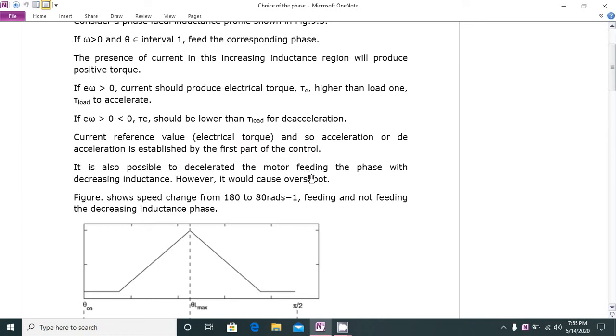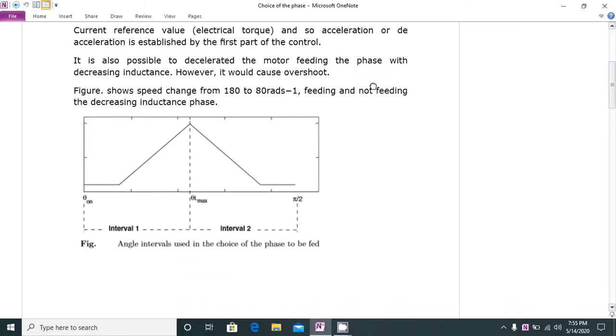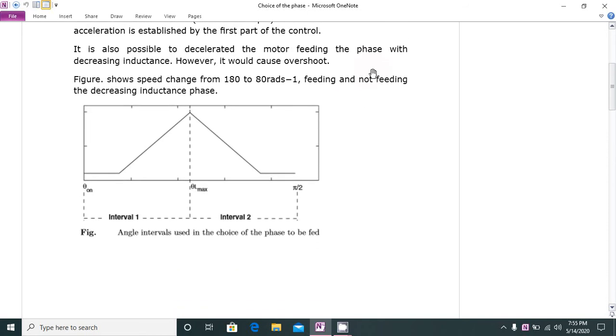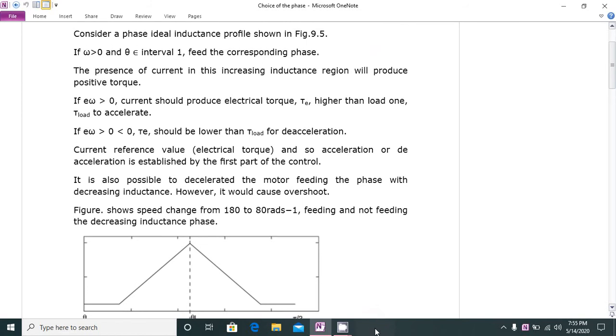It is also possible to decelerate the motor by feeding the phase with decreasing inductance. However, it would cause overshoot. The figure shows the speed changing from 180 to 80 radians per second, feeding and not feeding the decreasing inductance phase. Here, first, the angle intervals are used in the choice of the phase to be fed. That is represented in these three functions.